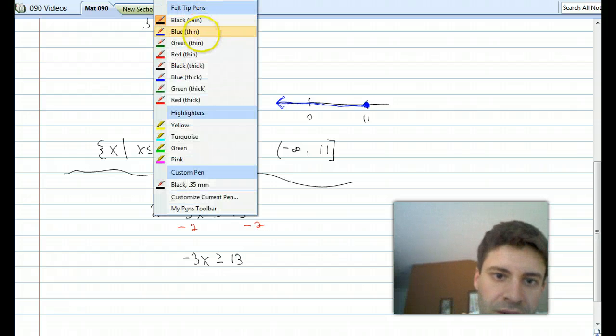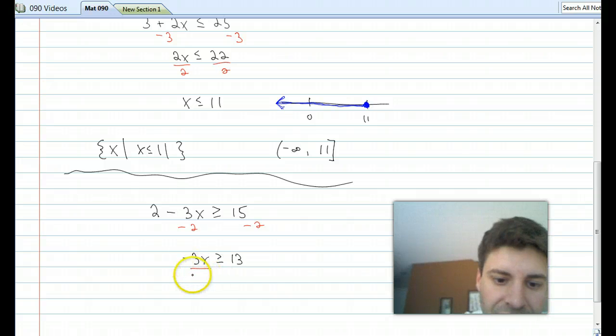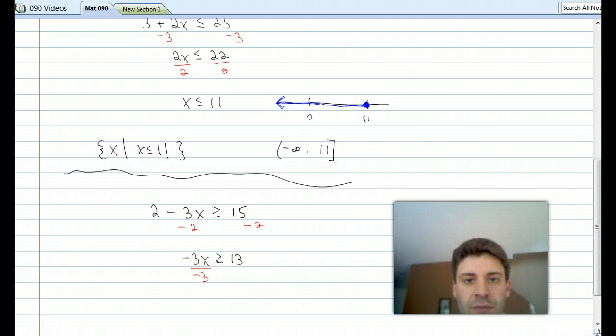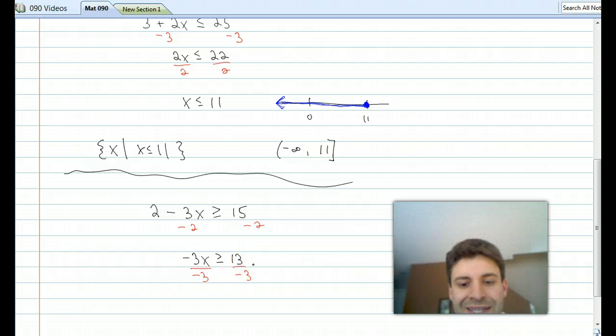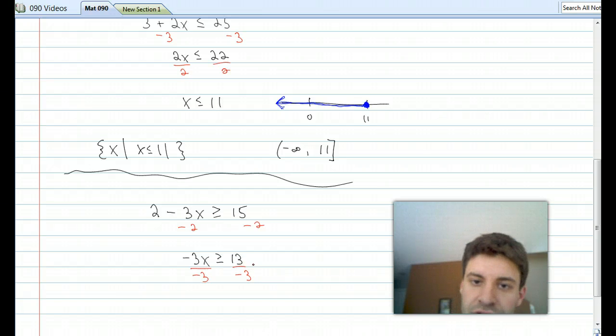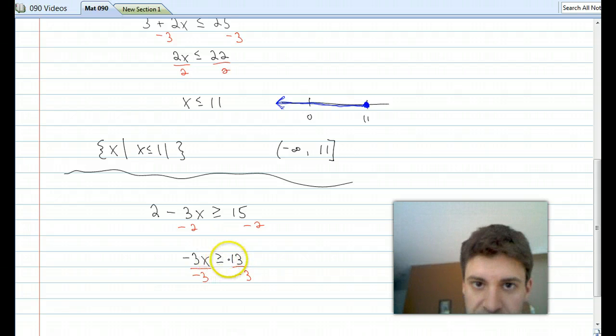Now, in order to get x by itself, we have to divide, in this case, by a negative 3 to get rid of that multiplication by a negative 3. We're going to do that to both sides of the equation. The thing that we have to remember when solving inequalities is whenever you multiply or divide by a negative number, you have to switch the direction of your inequality.